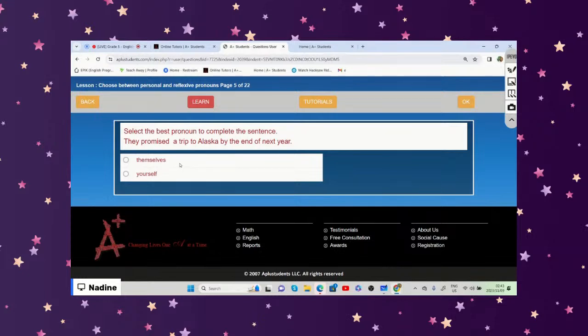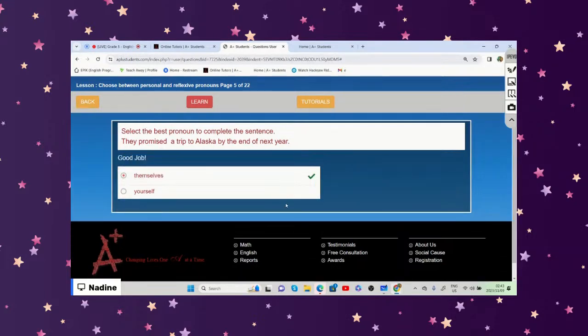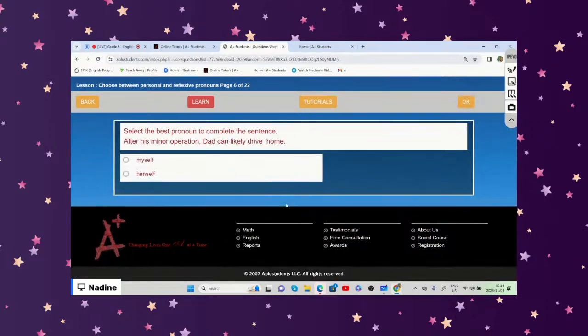Yes, so if we choose themselves, it's a plural reflexive pronoun, which refers to the plural subject, which is they. So well done, themselves, because they and themselves.